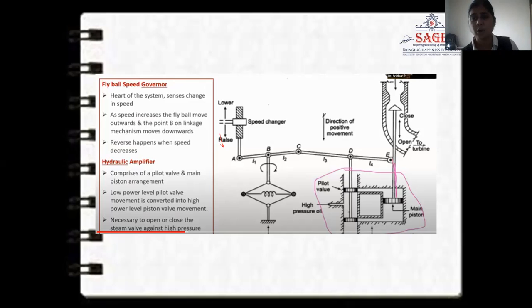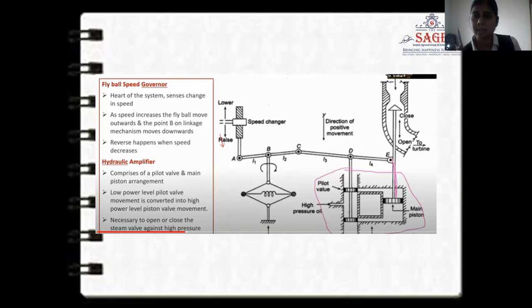Means in short form, we can say whenever this pilot valve moves in the downward direction, it opens, and at that time high pressure oil enters this link and pushes this main piston for the opening. Whenever this main piston valve moves in the downward direction, at that time the steam valve will open and steam will enter this chamber. This is the basic arrangement of the speed governing system.